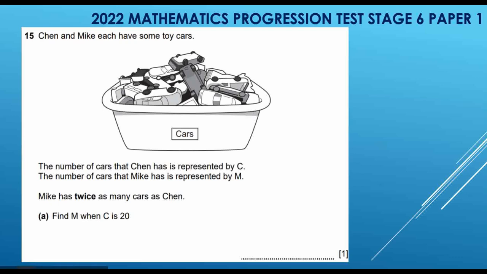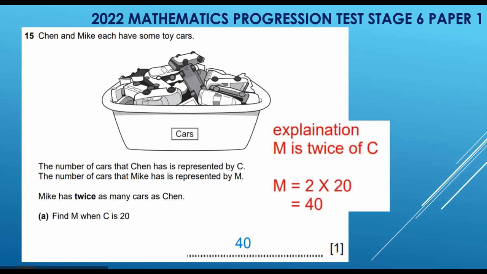Let's review the answer. So it's 40, guys. Explanation. M is twice as C, Chen. Mike is twice as Chen, so M is twice of C, so M equals 2 times C. 2 times 20 is 40.